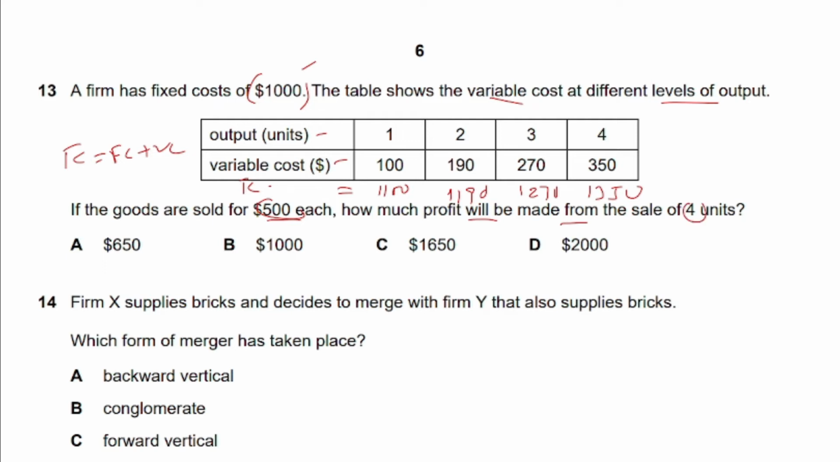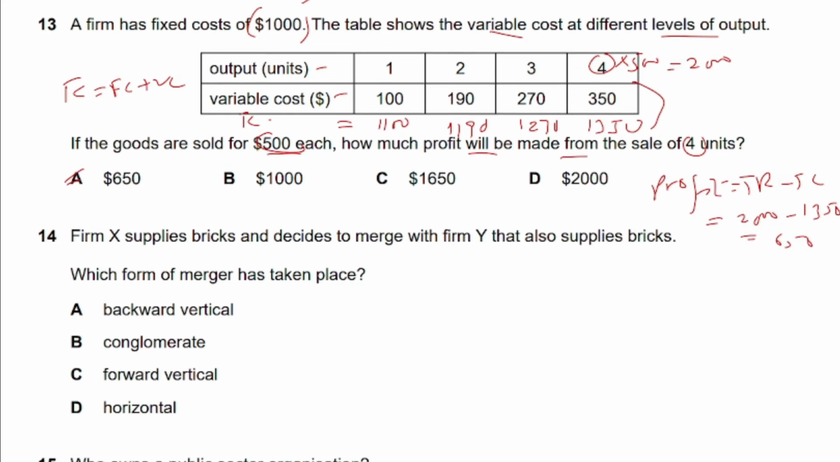The examiner says, if the goods are sold for $500 each, how much profit will be made from 4 units? So this is the 4 units. 4 units multiplied by 500 price will give us 2000 revenue. The formula for profit is total revenue minus total cost. Total revenue is 2000 here, total cost at the 4th unit is 1350. So the answer will be 650. So 650 is the correct answer.